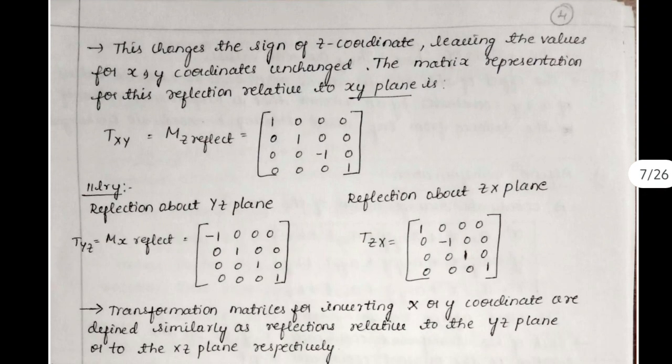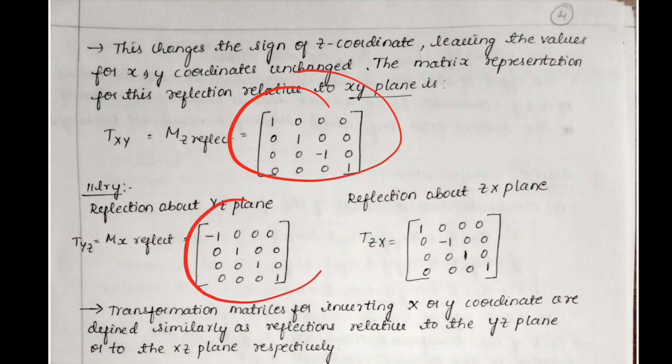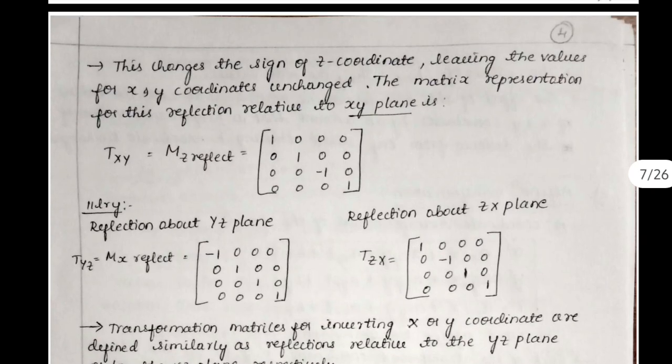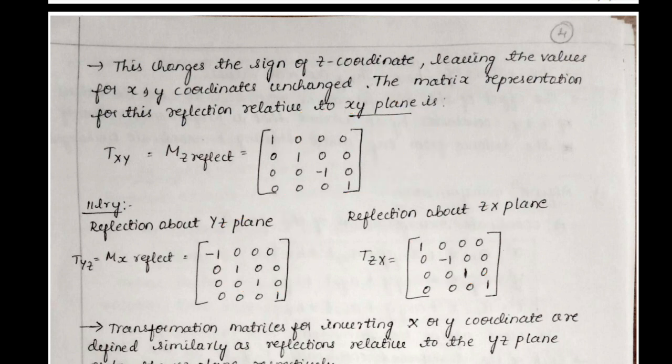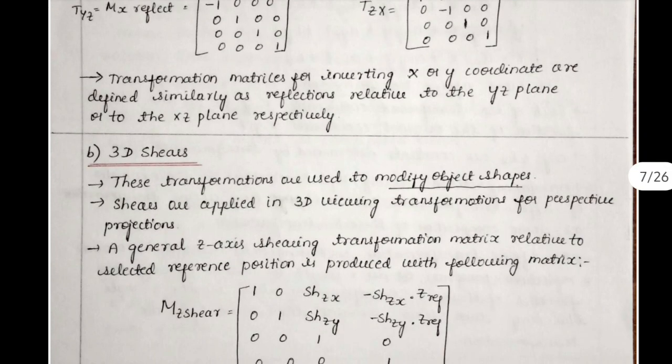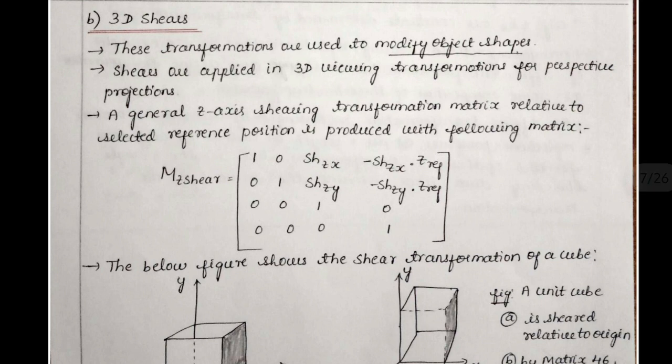For that also some matrices are defined: z reflect, x reflect, and reflection about the zx plane, and this is the reflection about the xy plane, this is the reflection about the yz plane. So these are the matrix values which you have to multiply with the original object, the point values, to get the point to which we have to reflect. So that's what there is in the reflection part. And the second one is shearing. The first one was 3D reflection and the second is 3D shearing.